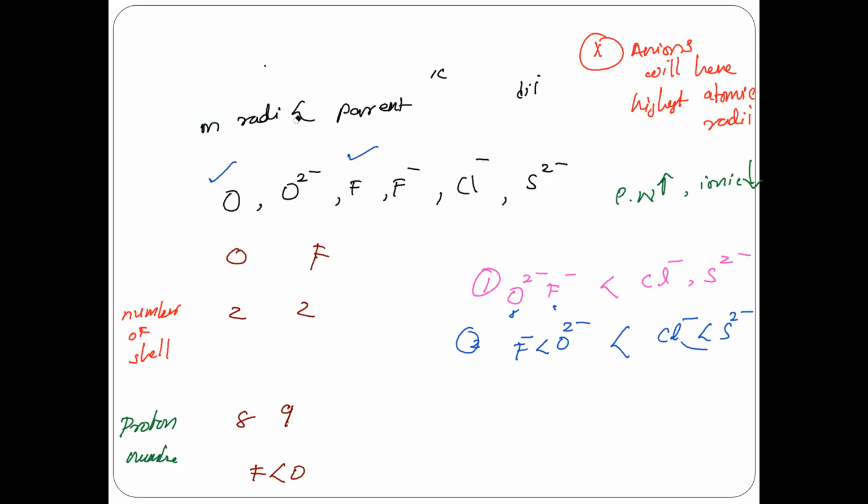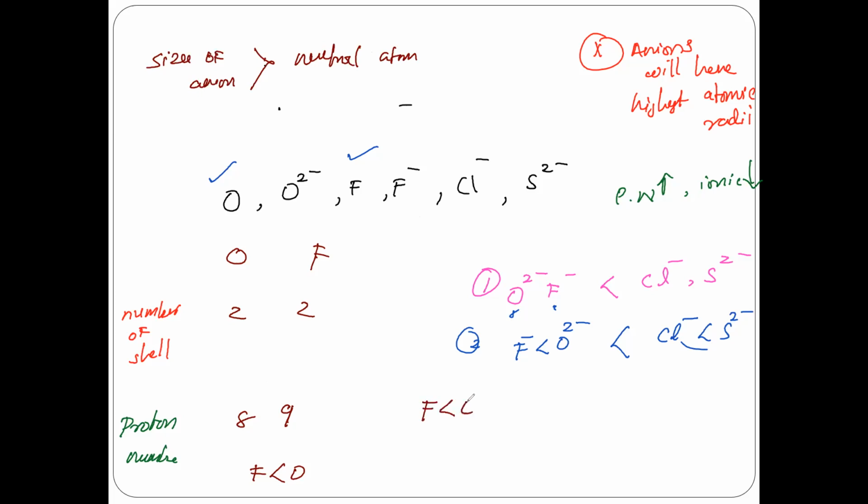So you can say, size of the anion is higher than the neutral atom. So therefore, this is the decreasing order. First we will write the increasing order. The F will become first, then oxygen, then F minus, O2 minus, Cl minus, S2 minus. I wrote the increasing order.